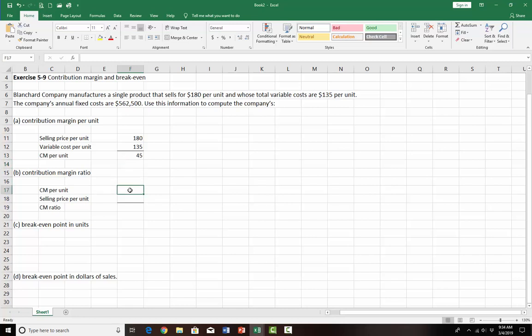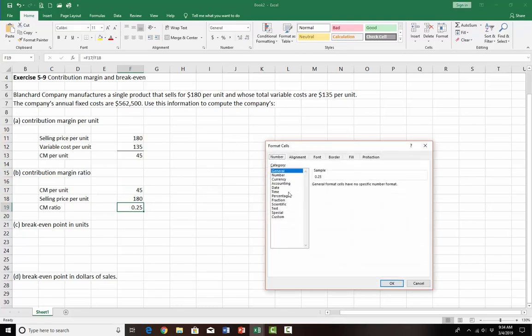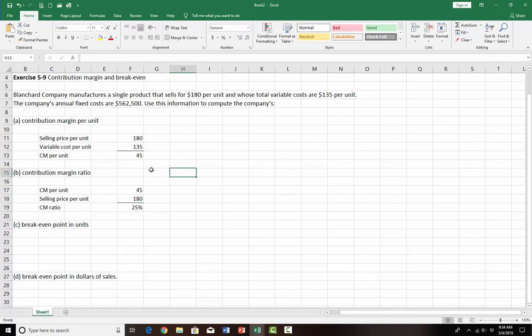All right, our contribution margin ratio, hopefully you remembered, is equal to contribution margin per unit divided by selling price per unit. 25%. Okay, and let's turn that into a percentage. 25%. Okay, so we know our contribution margin per unit and we know our contribution margin ratio. We're going to be using those to calculate break-even point. All right, so remember, break-even point per unit is equal to total fixed expenses divided by CM per unit.